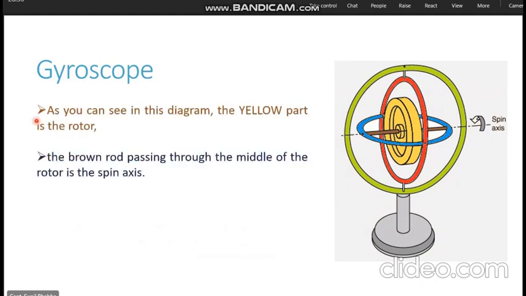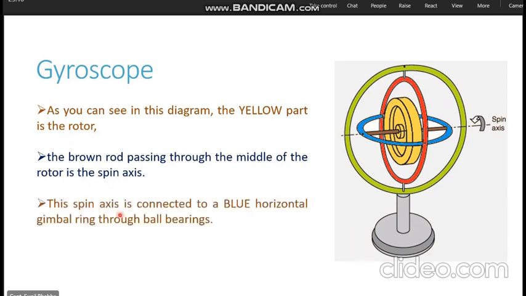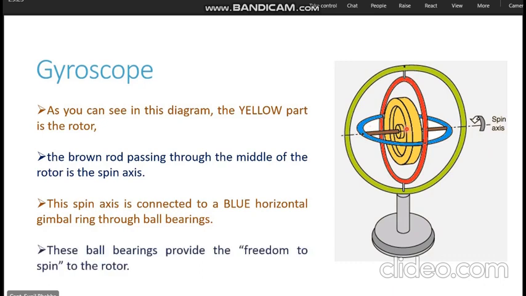So exactly as we discussed, as you can see in this diagram, the yellow part is the rotor. The brown rod, which is passing through the center of mass, the center of gravity of the rotor, is the spin axis. And this brown rod or the spin axis is connected to the blue horizontal gimbal ring by way of ball bearings. You have a ball bearing fitted at both the ends, this end here shown by the laser pointer and the second end here shown by the laser pointer. These ball bearings provide the freedom to the rotor to spin anti-clockwise or clockwise.